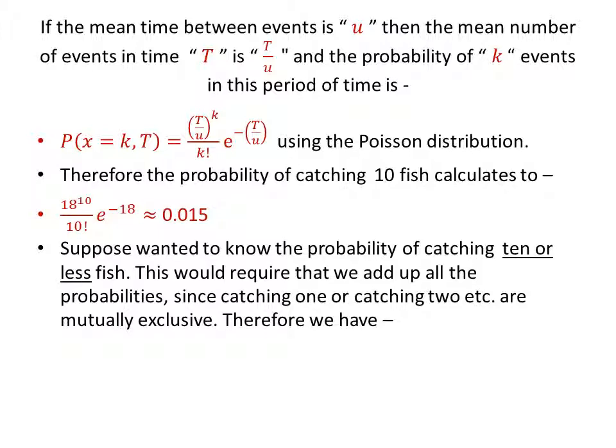Now suppose you wanted to know the probability of catching 10 or less fish. This would require that we add up all the probabilities from catching 0 fish to 10 fish. You can do that since these events are mutually exclusive. And therefore, we would have the probability of catching 10 or less fish is equal to this sum, letting n equal 0 to n equal 10 of our Poisson distribution. This works out to be approximately 3%.